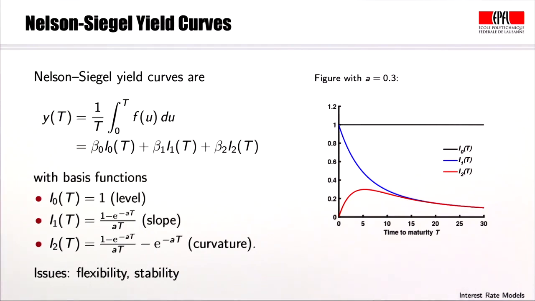The issues with this family of curves is their lack of flexibility. There are only 3 or 4 parameters, but also the stability, meaning that changing a yield data point, especially at the longer maturity, will lead to a dramatic change of the Nelson-Siegel yield curve at the short end.